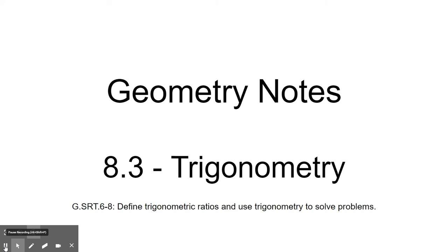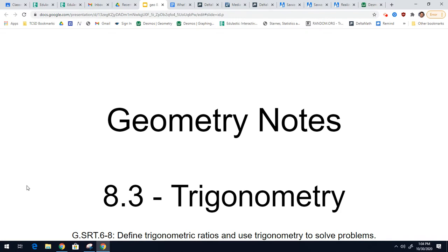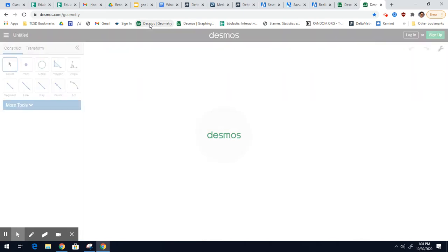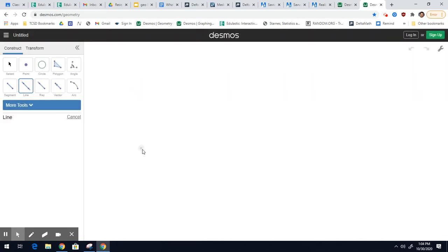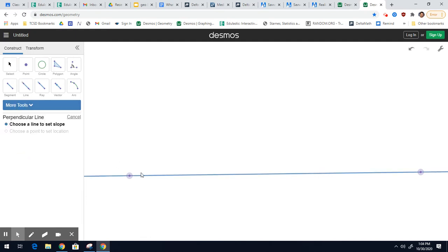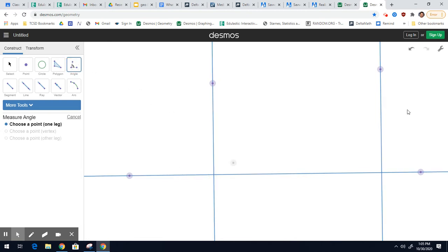Okay, so before we even start the notes, I'm going to do a little activity in Desmos Geometry for you. Here's what I'm going to do. I'm going to open up Desmos Geometry. We're going to make two similar right triangles. Here's how I'm going to do it. Start with a line. I'm going to make a perpendicular from that line up here, right around here, and from this line around here. Okay, so there's my two perpendiculars. Here are going to be my right angles.